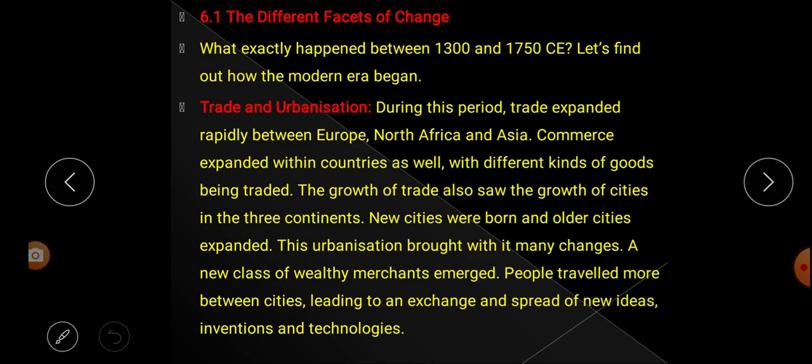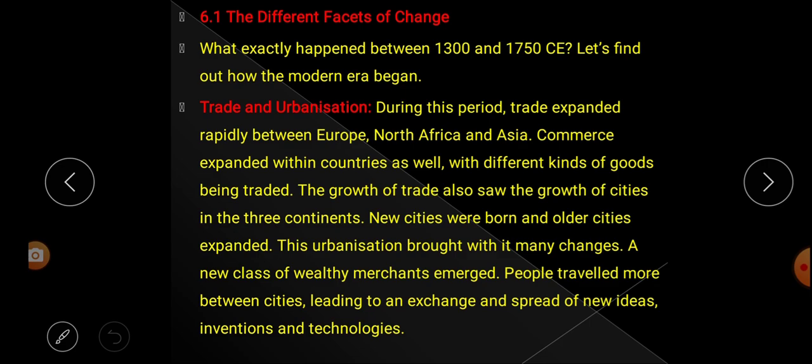So when there was urbanization, there were many changes. A new class of wealthy merchants emerged. Because of the urbanization, what happened? A new class of wealthy merchants emerged. What are merchants? A wealthy, rich businessman. Merchants, in the sense of businessmen, developed during this period.